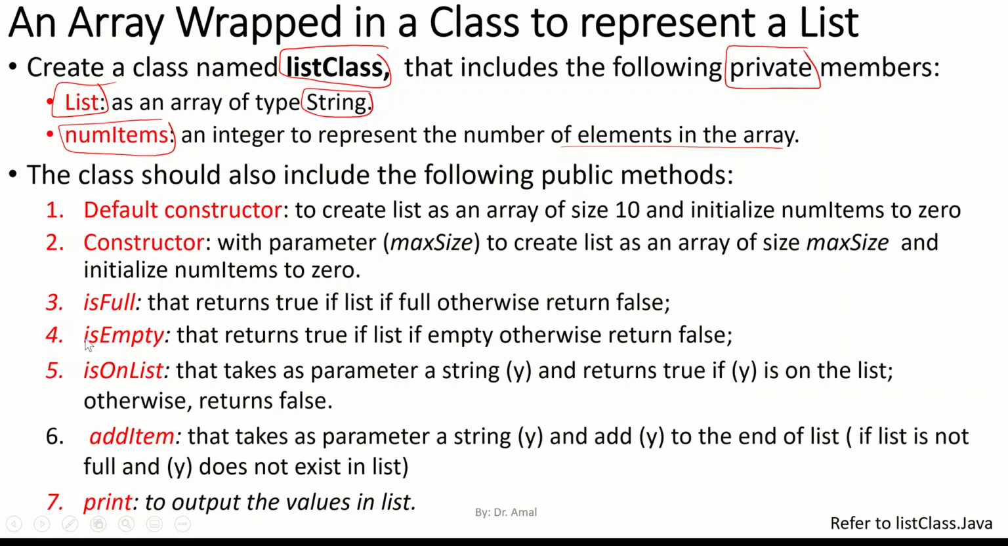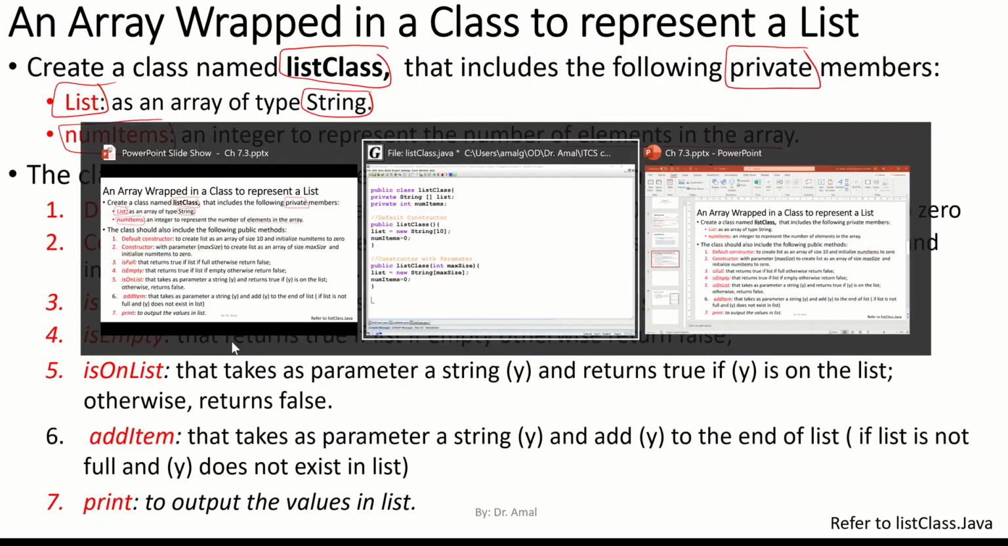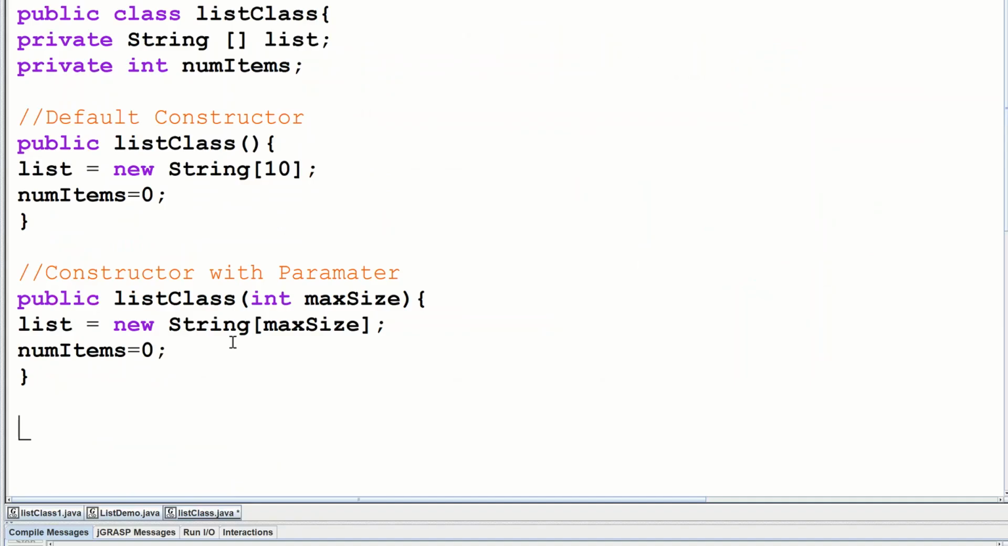We have two methods, is full and is empty. Is full will return true if the array is full, otherwise it will return false. Is empty will return true if the list is empty, or otherwise. So let's do is empty first because it's quite straightforward. As usual, we have public, and the return type, we will just leave the return type now, we will think about it.